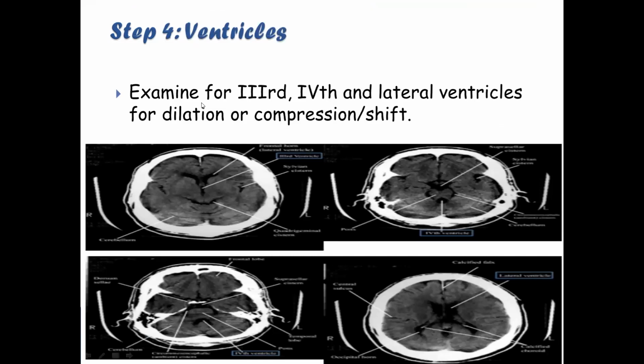Then step for ventricles. You need to examine the third, fourth, and lateral ventricles for dilation or compression shift. So this is a diagram showing the third ventricle. It's here. This is showing the fourth ventricle. These are the lateral ventricles here and here. And this is our fourth ventricle again.